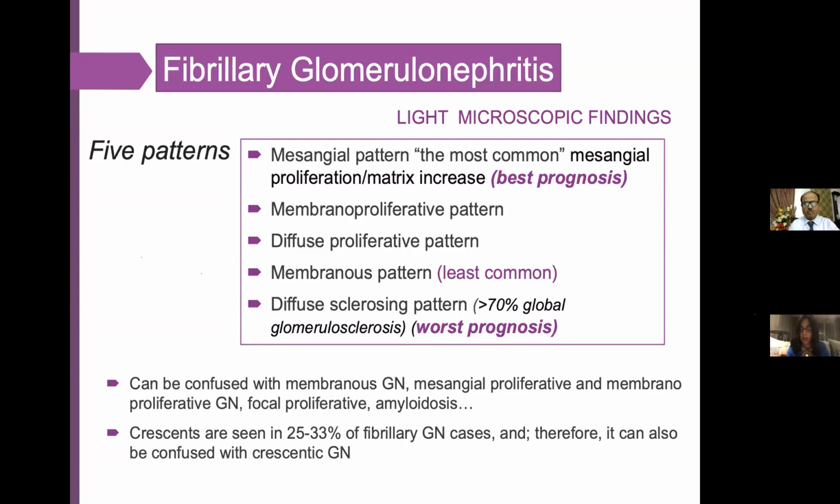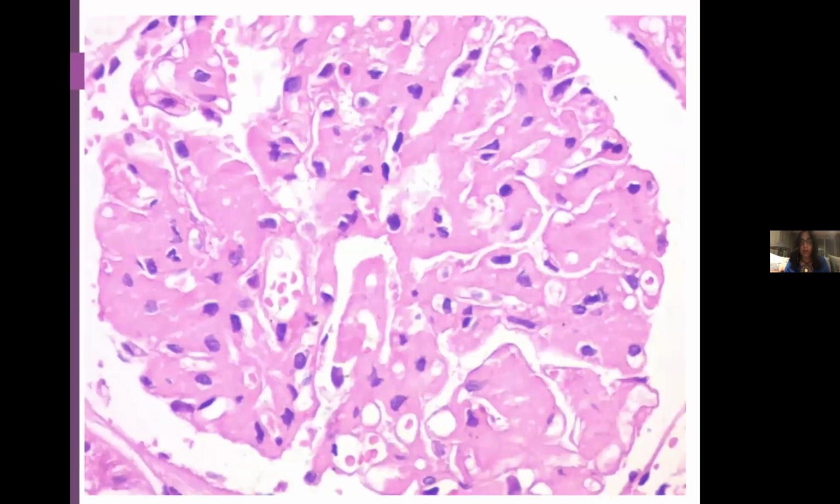And hence, fibrillary can be confused with a membranous GN, with a mesangial proliferation, with an MPGN. If you have focal proliferative, it's commonly confused with amyloidosis, and it can also be mistaken for a crescentic glomerulonephritis. As we're going to discuss later in small vessel, when we come to vascular diseases, this is one of the reasons why I don't like the term crescentic GN. So fibrillary GN actually has a very variable light microscopy presentation.